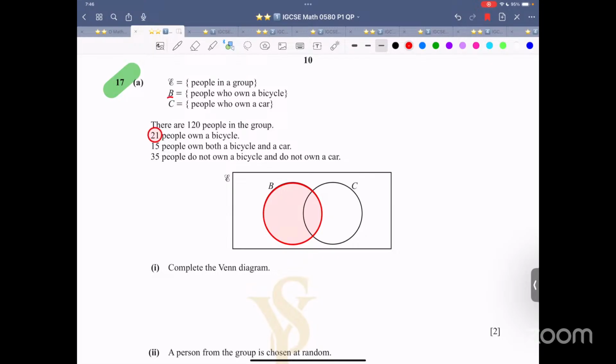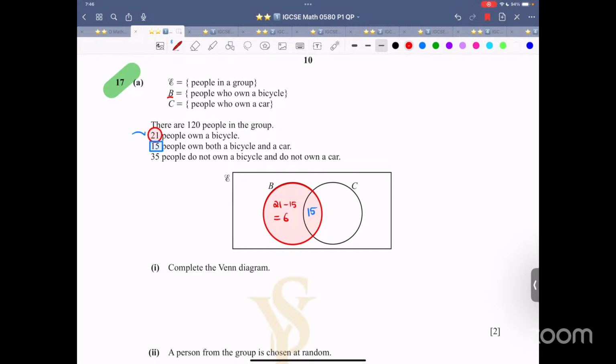And then 15 who own both a bike and a car. So 15 is bike and a car. So this is 15 over here. And the total bike is 21. So therefore, this is 21 minus 15. That is how much? That is 6. So 6 people own a bike only.